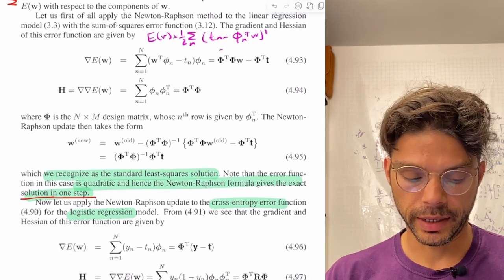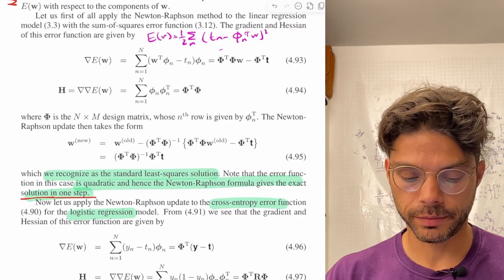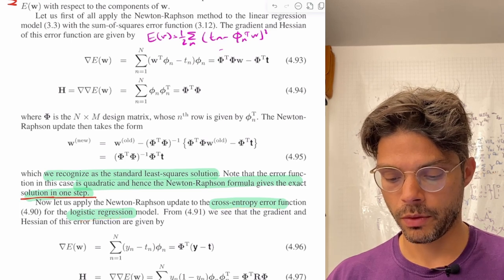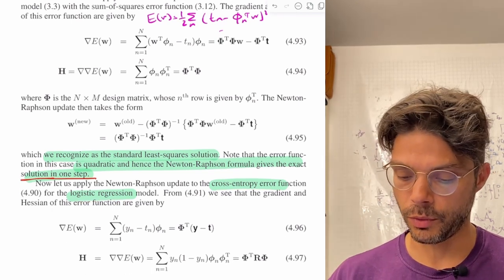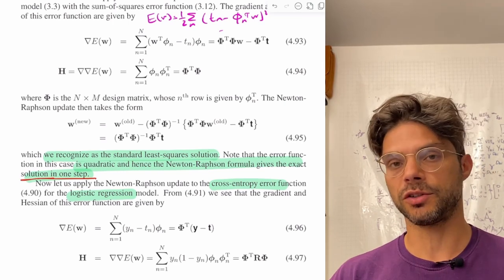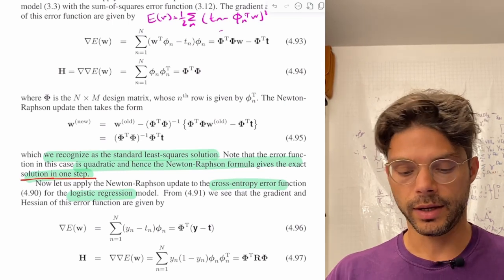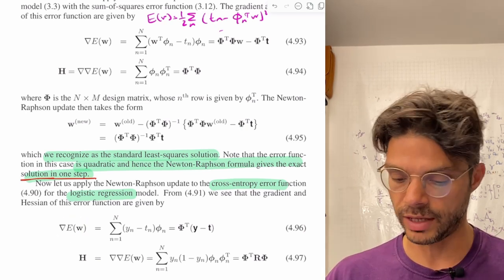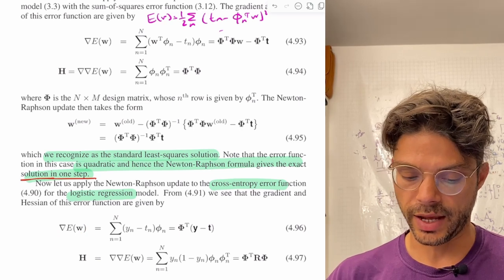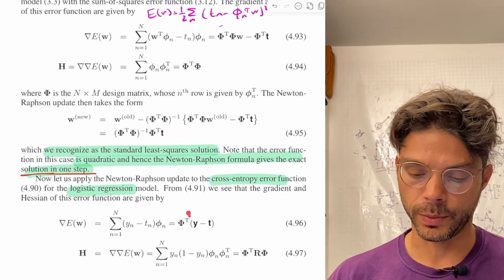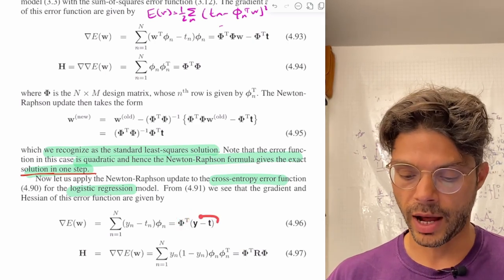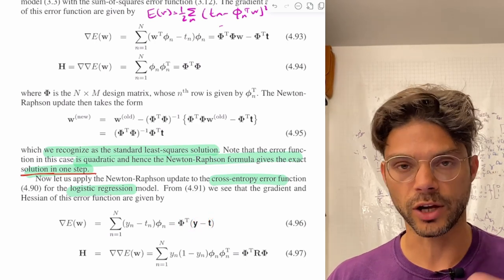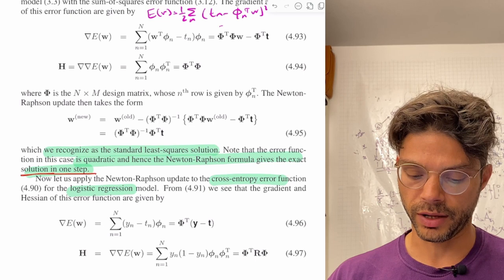So now let's apply the Newton-Raphson update to the cross entropy error function for logistic regression. Okay, so if you plug it in, we go through and see the gradient and the Hessian. The cool thing about logistic regression with the logistic sigmoid is that the gradients and Hessians have some nice properties that make things cancel out really nicely. So we see that the gradient of this error function is the features times the difference between your outputs and your targets. That's quite nice. In general, it won't happen so nicely.